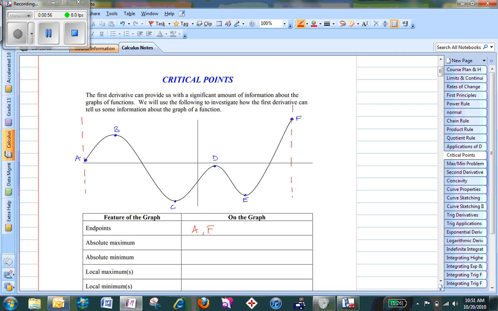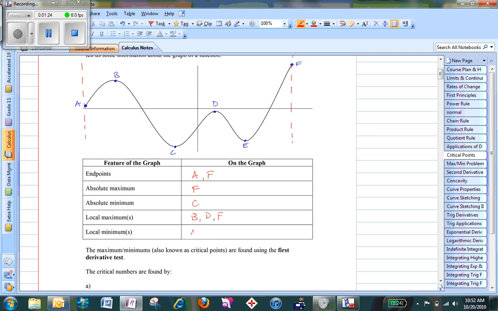The absolute maximum, that is the highest of all the maximums. So the highest point that this hits is F. The absolute minimum is the lowest point on this graph of all the lower points. That's C. The local maximums are all the points where there is a maximum. In this case, that's B, D, and F. And the local minimums are all the places where you have a minimum. So that would be A, C, and E.